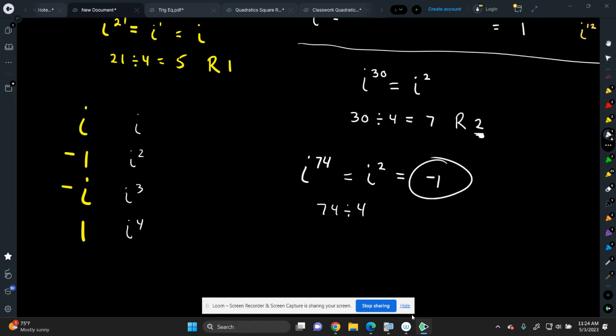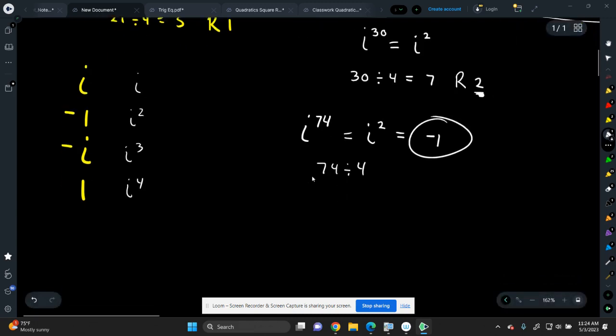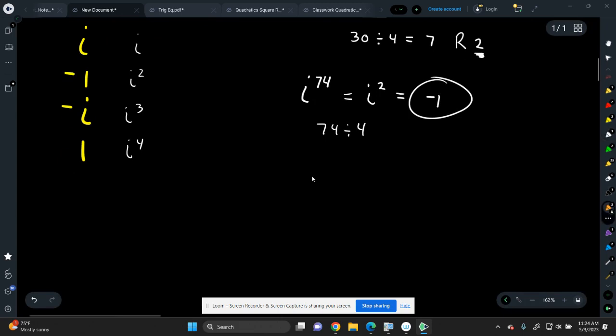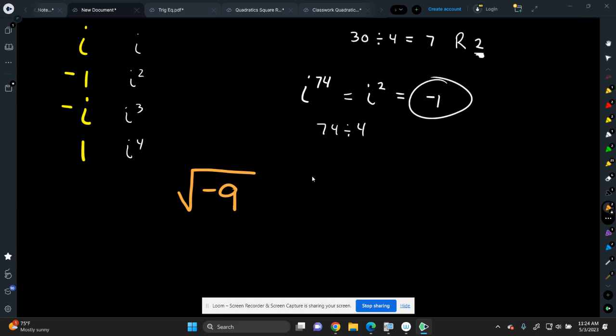Now we're going to use these I's to take the square root of negative numbers. So the square root of negative 9. How many of you have watched A Christmas Story? They're like, you'll shoot your eye out. That's what we're doing. We're going to shoot our eye out. Anytime we see a negative number inside the square root, we're going to shoot the I out.